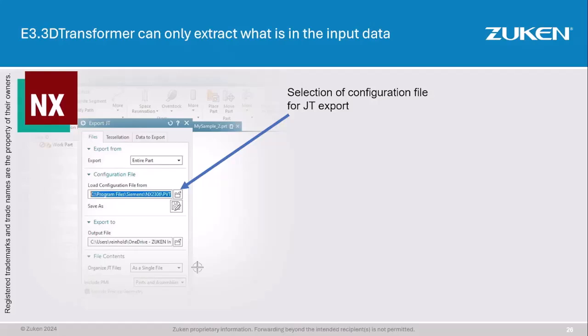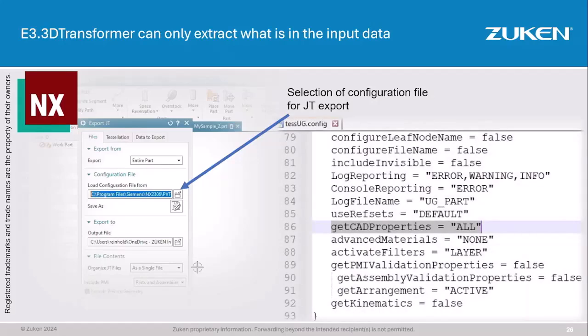Within NX and Solid Edge, there is a configuration for the JT export. One of those considerations is that we need to ensure that we get all of the CAD properties. Again, if we don't have all of the CAD properties, then certain information will be missed when importing back in through the transformer into E3.